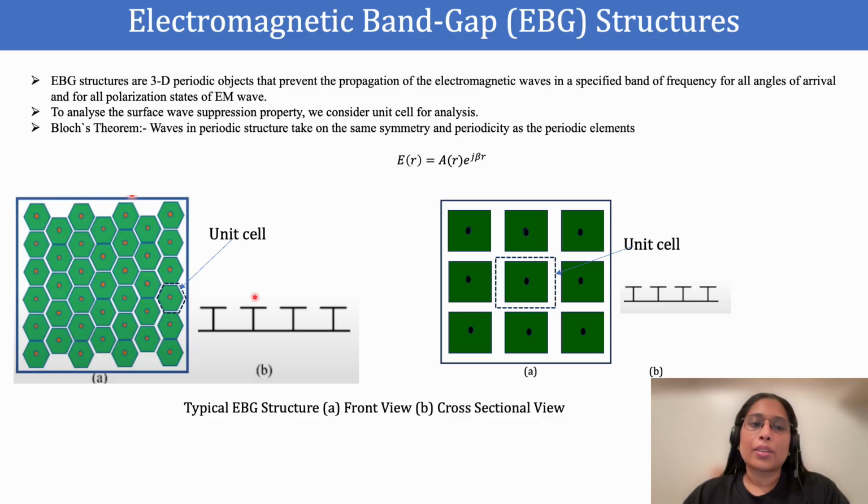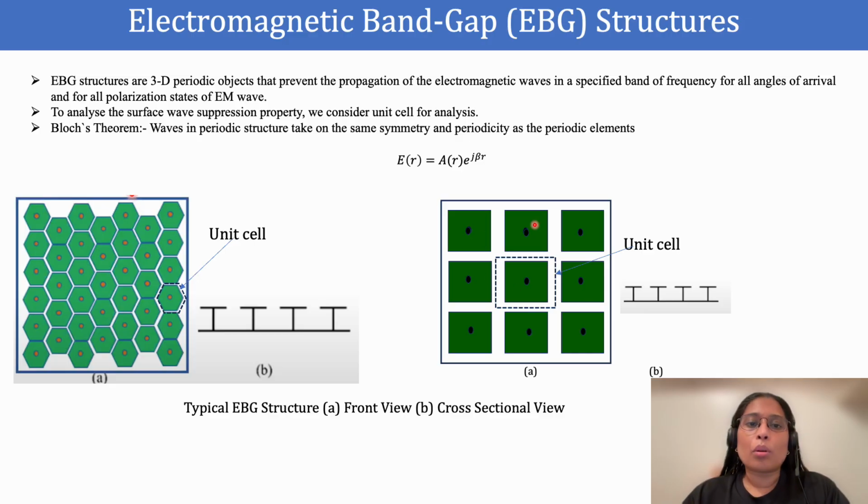So to analyze the surface waves, we usually consider the unit cell. Here in this structure, the unit cell is hexagonal in shape, and in this case, the unit cell is a square shape. Why we are using the unit cell for the analysis is it is based on Bloch's theorem. Bloch's theorem states that waves in a periodic structure take on the same symmetry and periodicity as the periodic elements. What does it mean? In a periodic structure, we will get the entire structure if we repeat the unit cell.